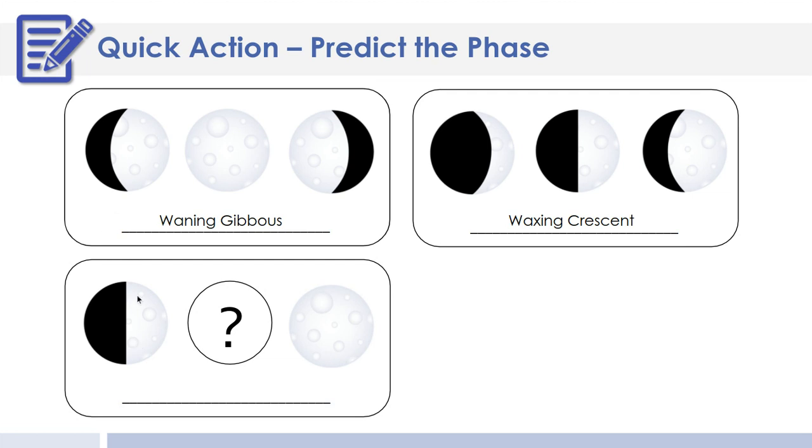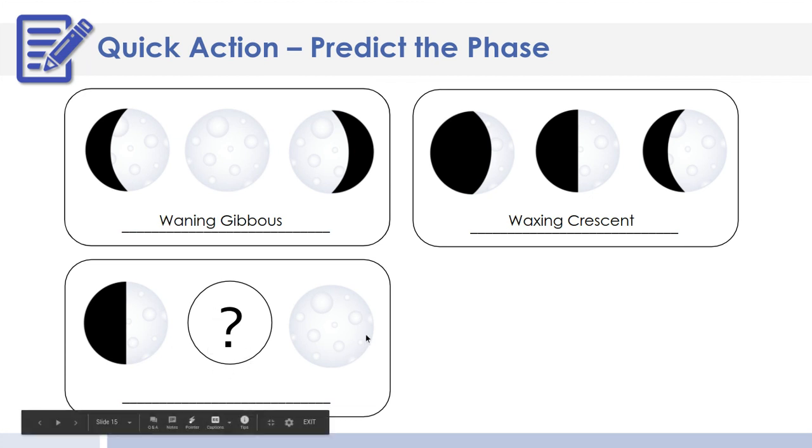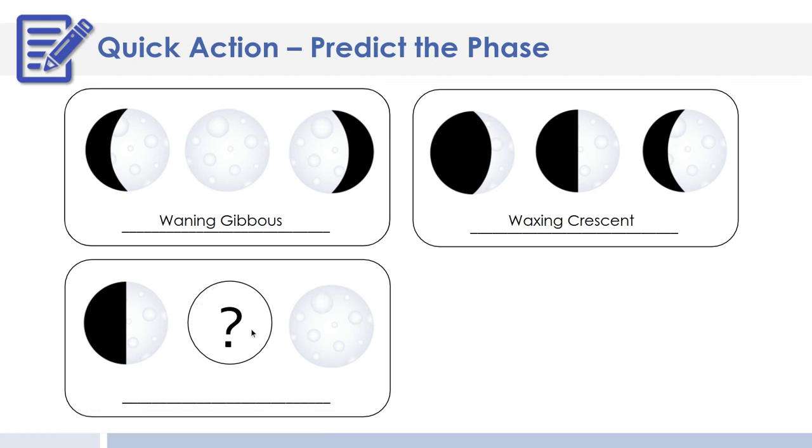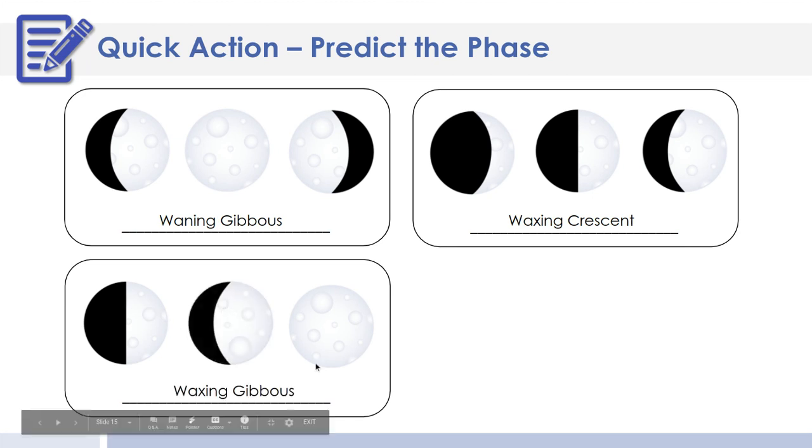Here with this image, we have our first quarter. And then in between, well, that's what we're trying to figure out. So here on the far right, we have our full moon. So we're going from a first quarter to a full moon. What comes in between that? Well, the light on the right is going to continue to grow. So then we would have our waxing gibbous. All right.